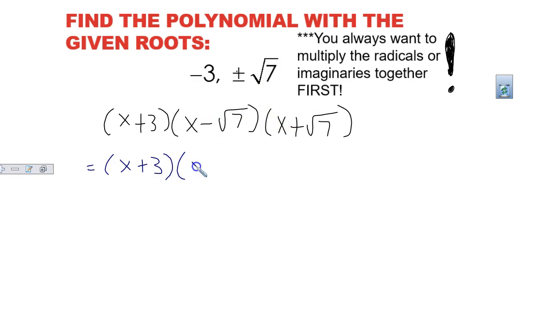So x times x. Now what will happen every time here is when we do x times positive root 7, and then x times negative root 7, we get opposites. And what happens is they cancel each other out. So I'm not even going to write it here. By doing this first, x times x is x squared. The outside and inside cancel each other out. I don't have to write it down. And then I'll just multiply negative root 7 times positive root 7, which is negative root of 49, and the square root of 49 is 7.